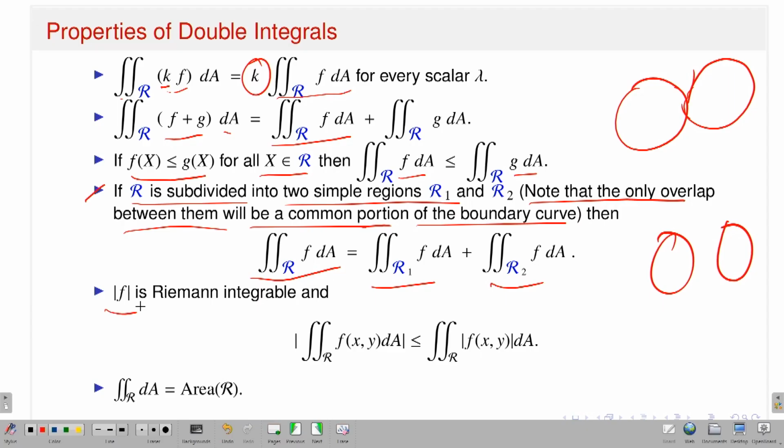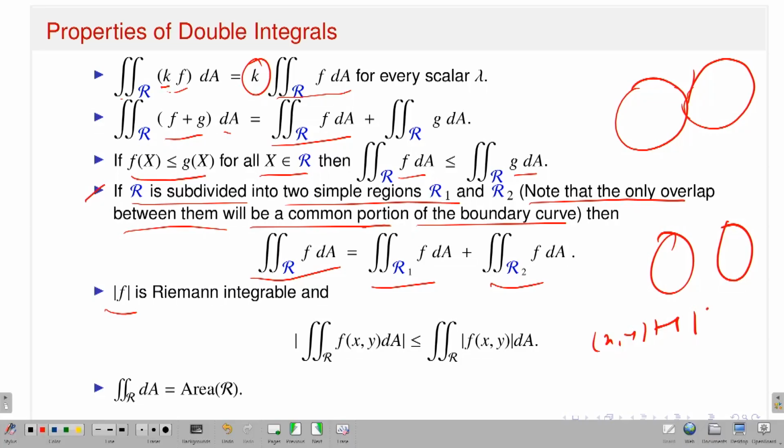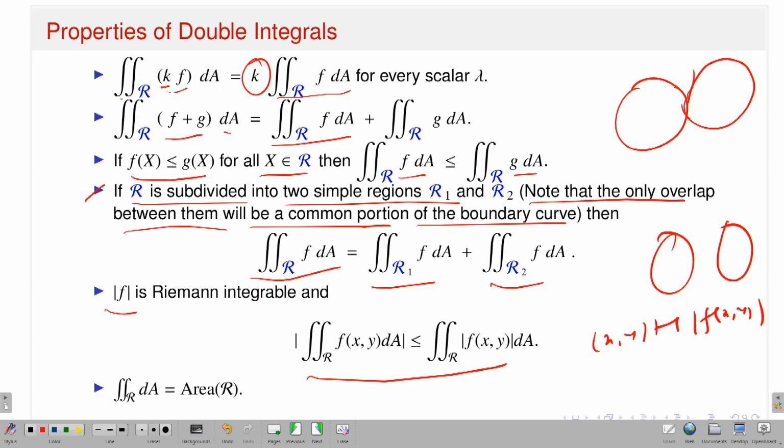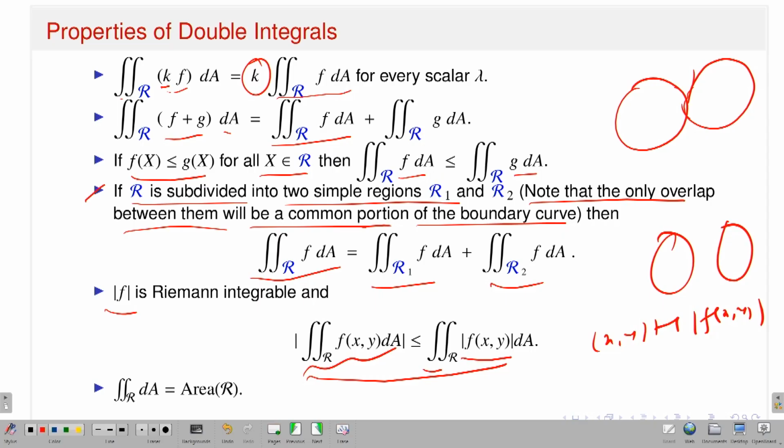If mod f, that means the function (x, y) goes to modulus of f(x, y), is Riemann integrable, then this kind of inequality is true. That means you perform the double integral of f, and if I take the absolute value, it will be dominated by the double integral of the modulus of f. So, if my function f is Riemann integrable, along with that modulus of f is Riemann integrable, then this domination is true.